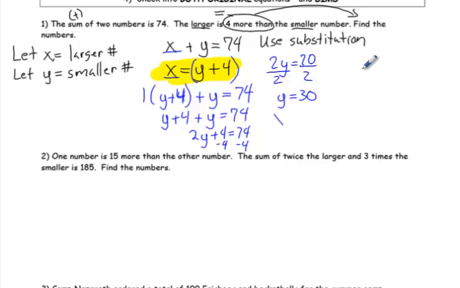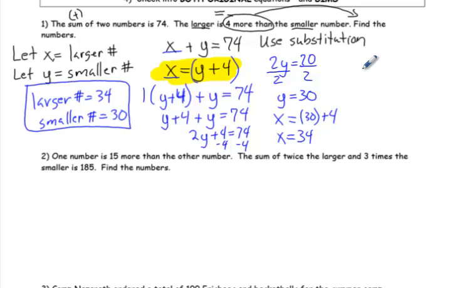The larger is x equals 30 plus 4. So x equals 34. And then the last thing I want to do is just put them into terms that we started with. So the larger number is 34. The smaller number is 30.